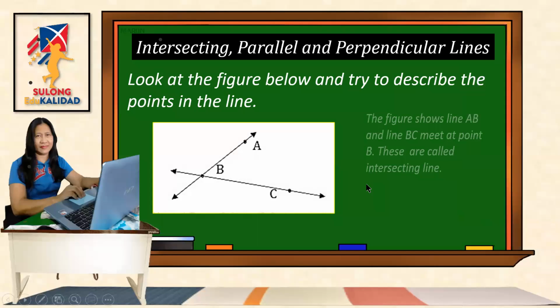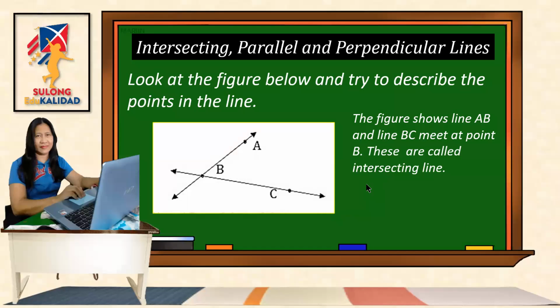Nakita? Line AB and line BC. And these two lines meet at one point. Yung dalawang line daw na yan, nagkita sila o nagtagpo sila sa isang point.